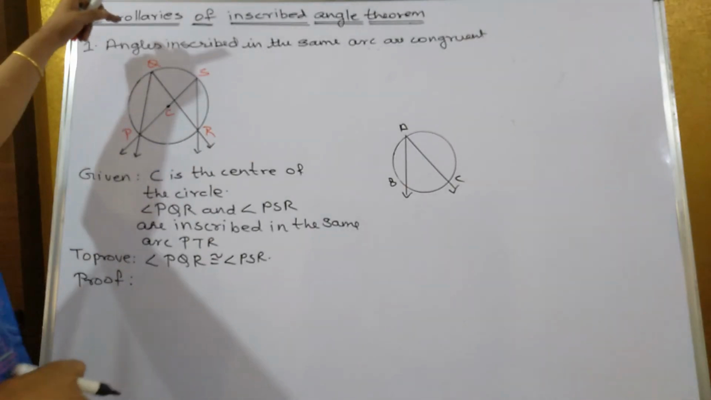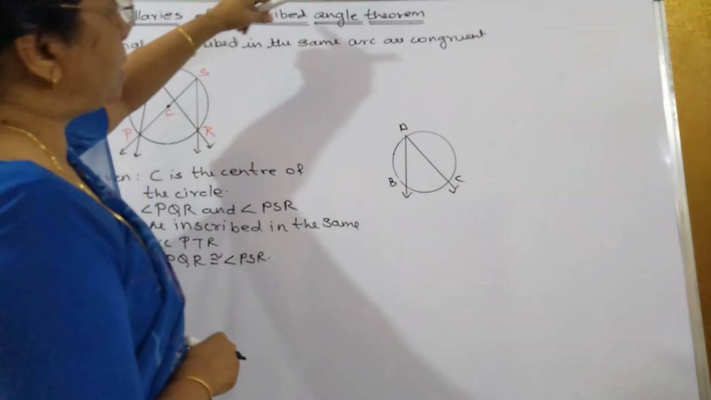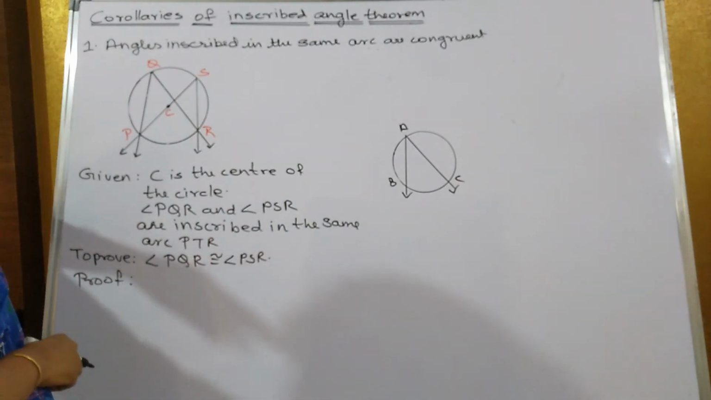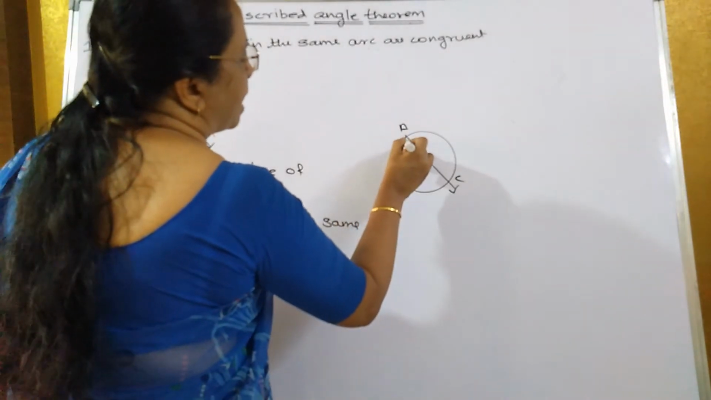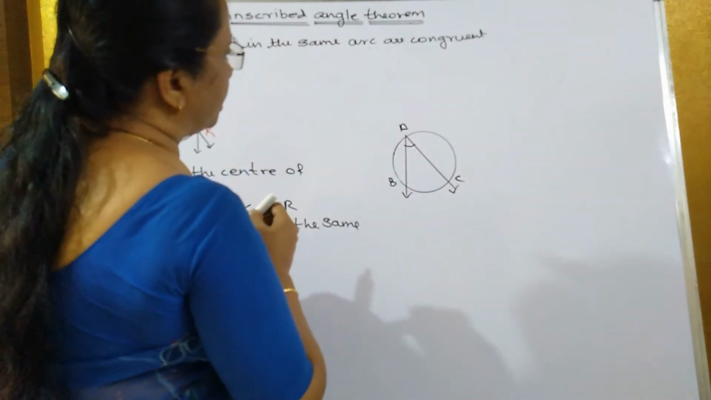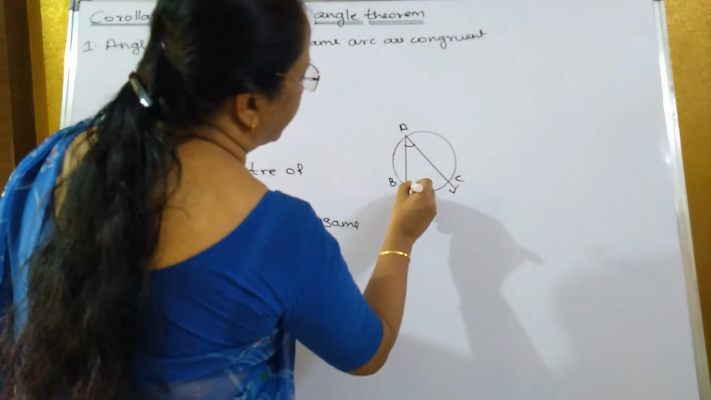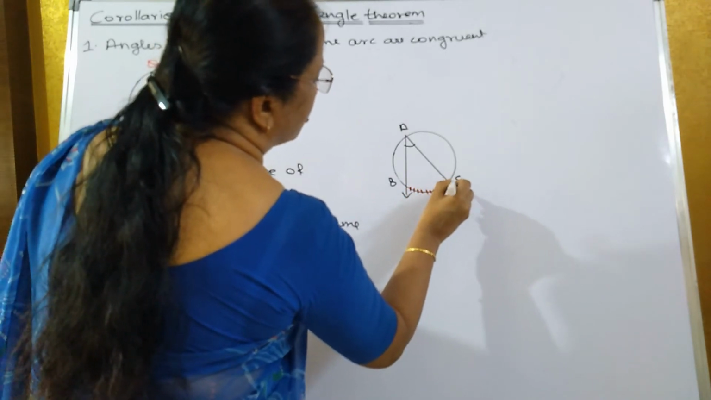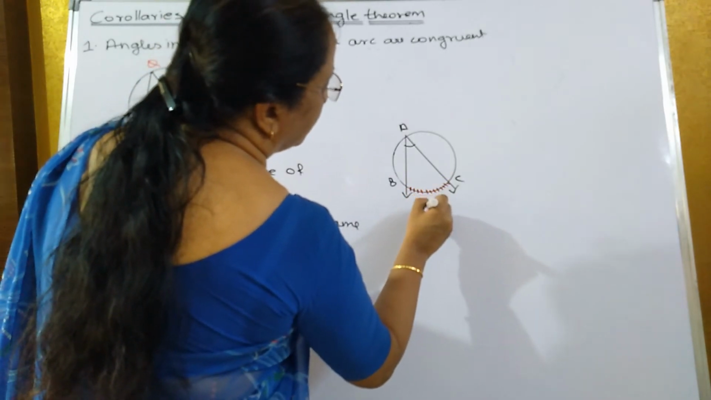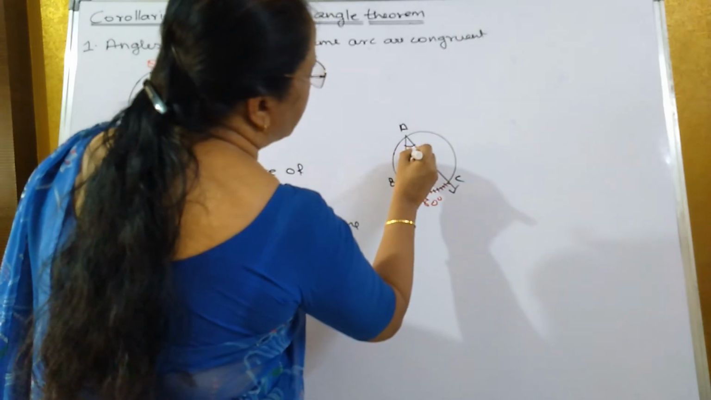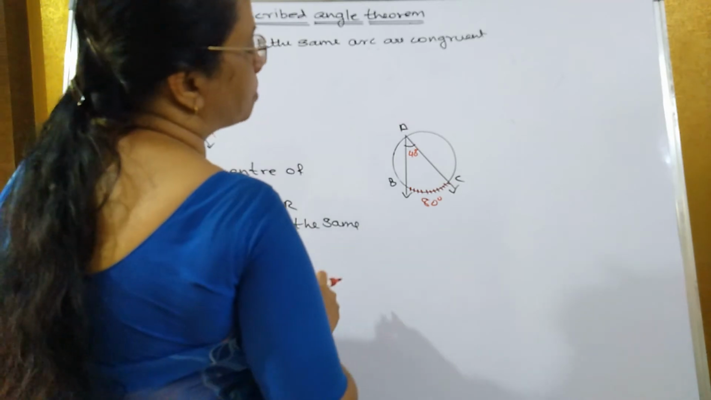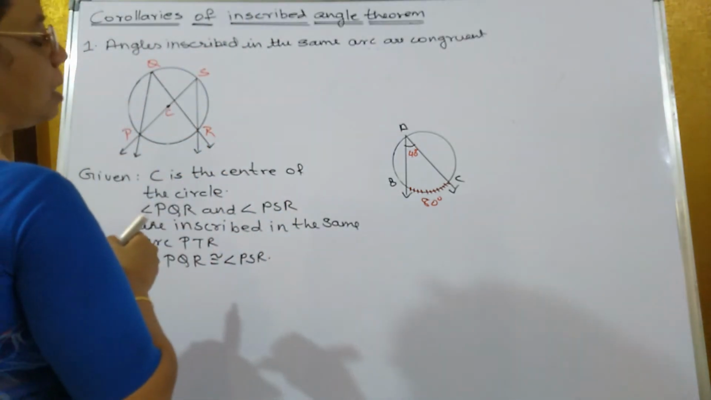Now corollaries of inscribed angle theorem. The first one is angles inscribed in the same arc are congruent. Now if this is the angle, the intercepted arc of this particular angle is what? Which one? This one. This one is the intercepted arc. So if this arc is 80 degrees, then what will be the measurement of this? 40 degrees. So this angle will be half of the intercepted arc, which we had studied in the inscribed angle theorem.